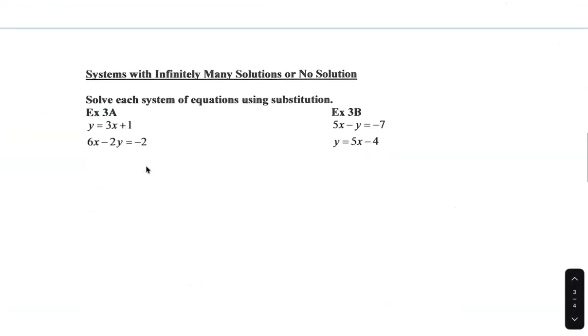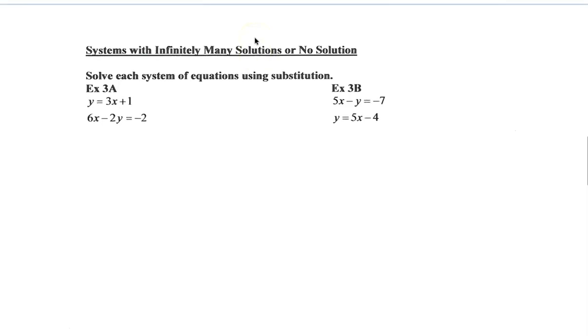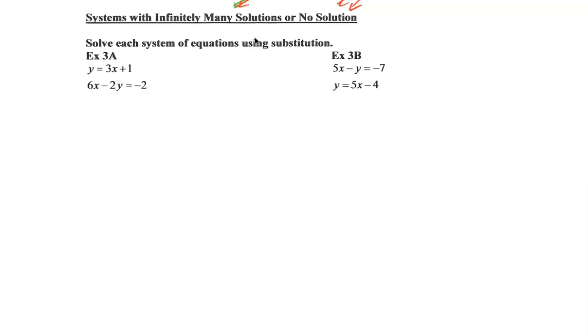Next, let's talk about what happens. How do infinitely many solutions or no solutions work with substitution? Right, when we graph, this is the same line, right? We get the same line on top of each other. And then this is parallel lines, right? They don't cross. But how does that work with substitution? So let's solve it, see what happens.